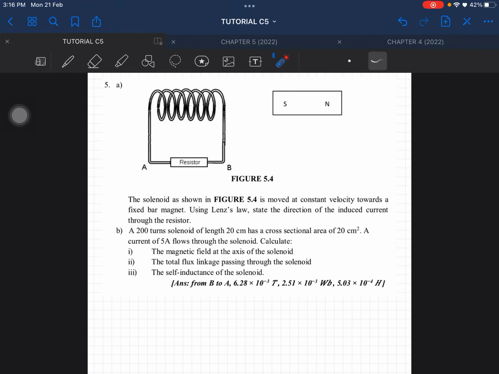Question number 5. The solenoid shown here is moved at a constant velocity towards a fixed bar magnet. So this is the fixed bar magnet. Using Lenz's law, state the direction of the induced current through the resistor. Lenz's law is all about opposing the change that is producing it.